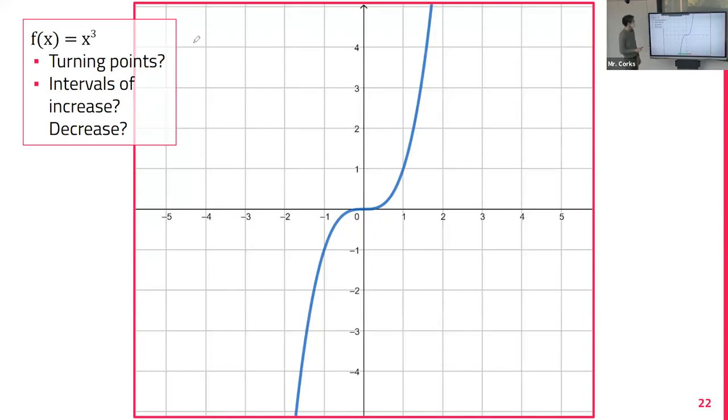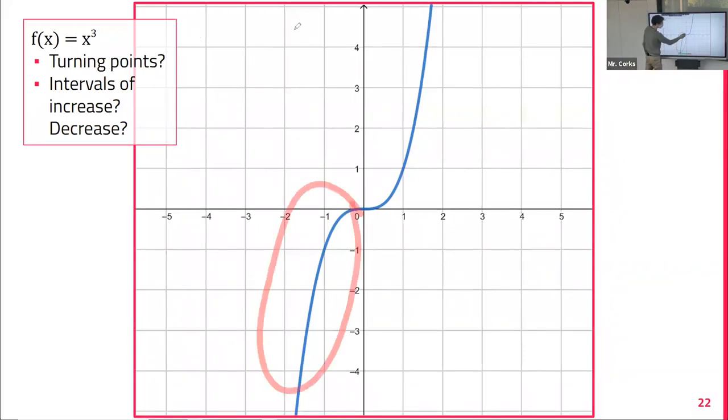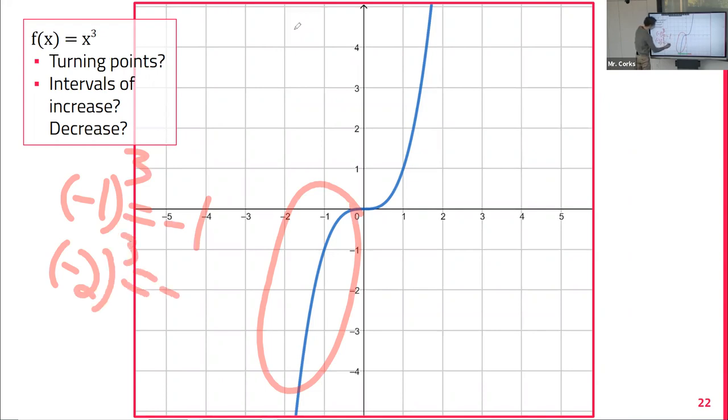So this is just a function of x cubed. On the right side here, it goes up just like x squared. 1 cubed is 1, 2 cubed is 8. That makes sense. On the left side here, it's going down because, for example, -1 cubed is -1. -2 cubed is -8. So 3 negatives make a negative. That's why we get this down pattern here.